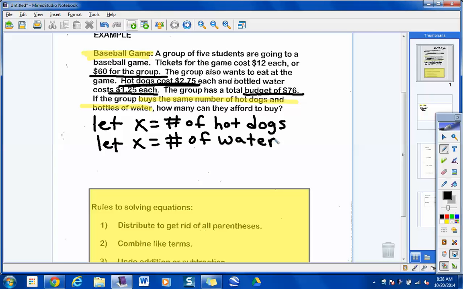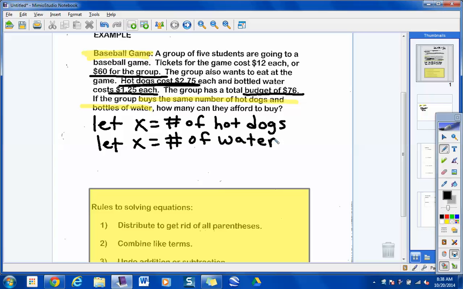If hot dogs cost how much a piece in this problem? $2.75. If I buy 3 hot dogs, how would you figure out the amount of money spent for 3 hot dogs? Multiply it. Yes, you would take 2.75 times 3, right? And that is $8.25.